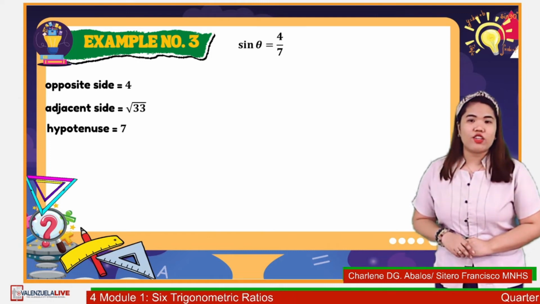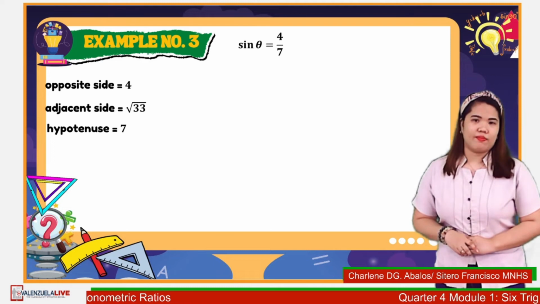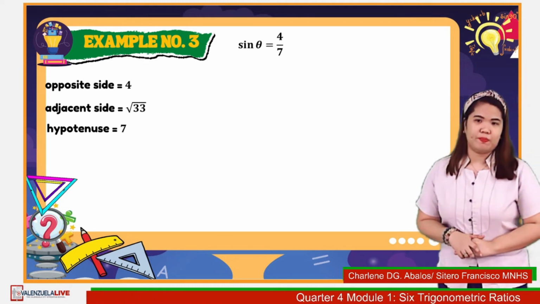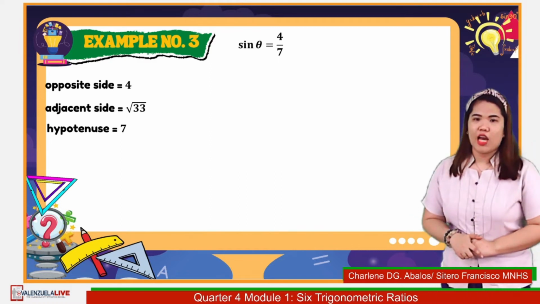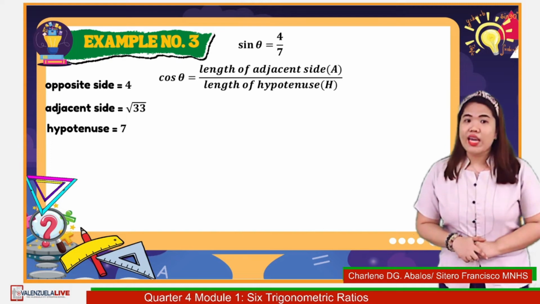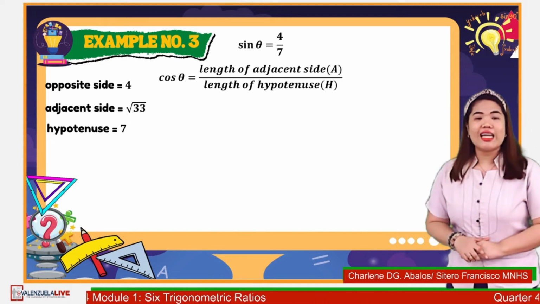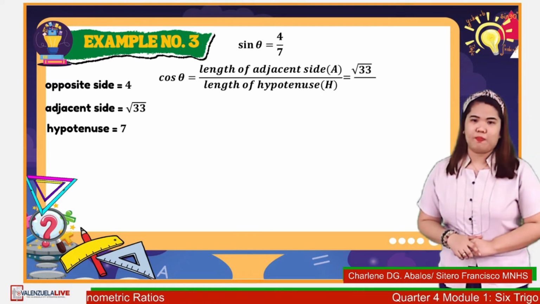The given trigonometric ratio is sine theta is equal to 4 over 7. Let's get the remaining trigonometric ratios. For cosine theta, we have adjacent side over hypotenuse. It is equal to square root of 33 over 7.